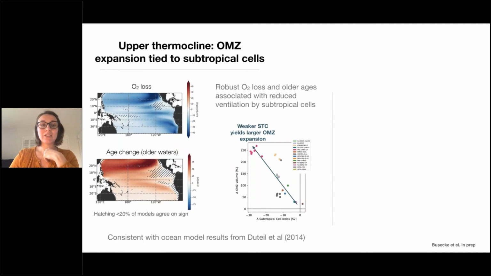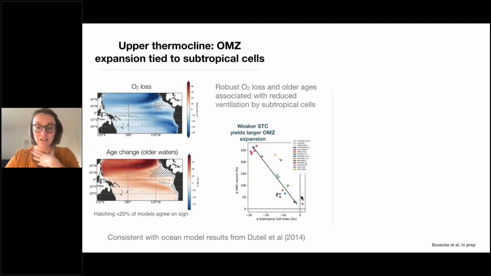In the upper thermocline, if I look at the oxygen change just in that upper layer, you see a consistent oxygen loss. Here, note that hatching is now where models don't agree, but you see that in most places, models agree the oxygen is going to decline, and that's associated with older water, so a reduction in the ventilation of those subtropical cells. This is shown here where I plot the change in volume in those models in that layer versus an index that quantifies the strength of those subtropical cells.